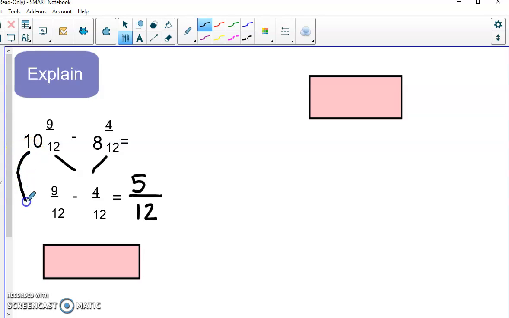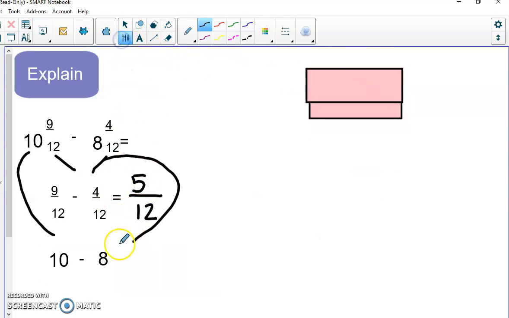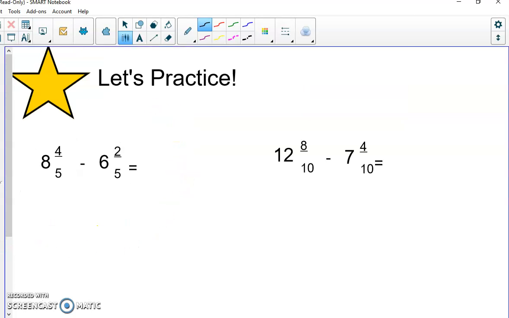I'm not done yet. Now I need to take away these whole numbers. So 10 take away 8 equals 2. I've decomposed this to solve, so now I need to put it back together. 2 5/12. Now I'd like you to pause the video and practice solving these two problems on your own.